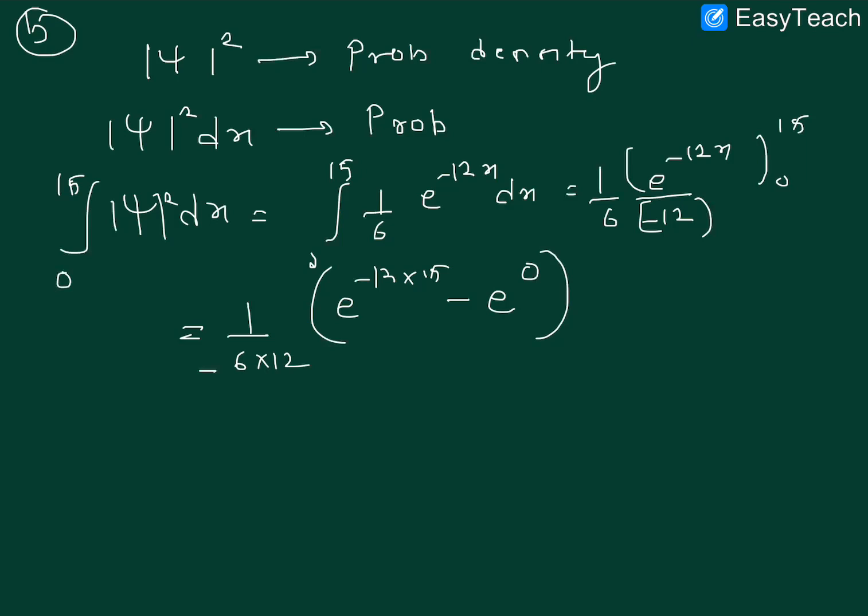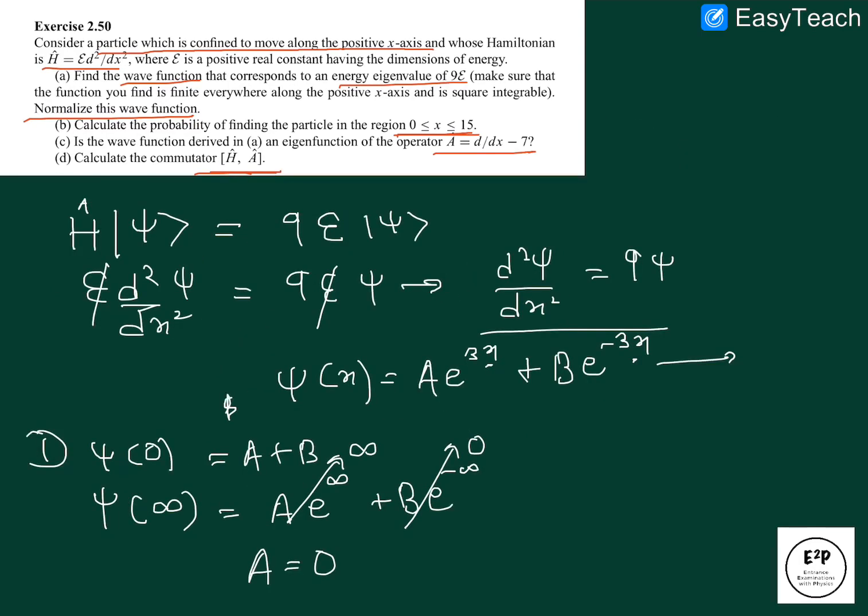Now this value is approximately equal to 0. So we can say that the approximate probability is 1 by 6 into 12. We can just calculate and substitute, and it will be some 0.00 something. And now we have completed the first two questions.